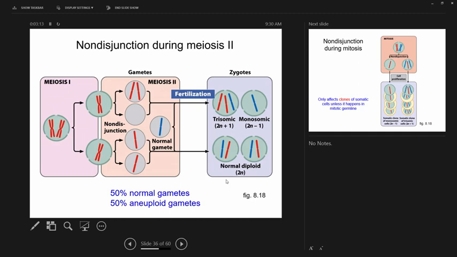And the reason for that is, again, because non-disjunction is such a rare event, that yes, it's plausible that non-disjunction that's happening here could also happen with this cell for the exact same chromosome, but it's not probable. It's such a rare event. So then these two cells would have 1, and plus 1 is your normal diploid cell. And here again you would get one trisomic and one monosomic. 2 plus 1 is 3. 0 plus 1 is 1.